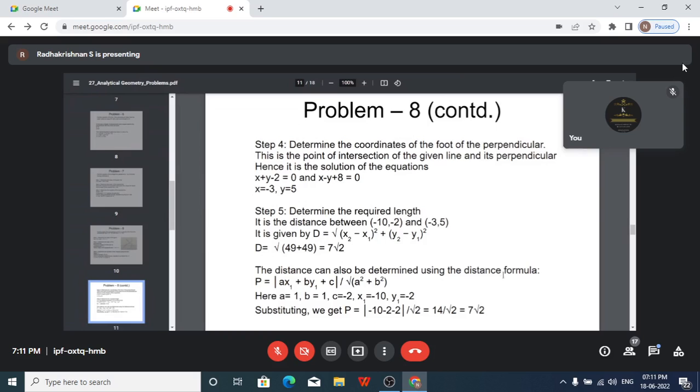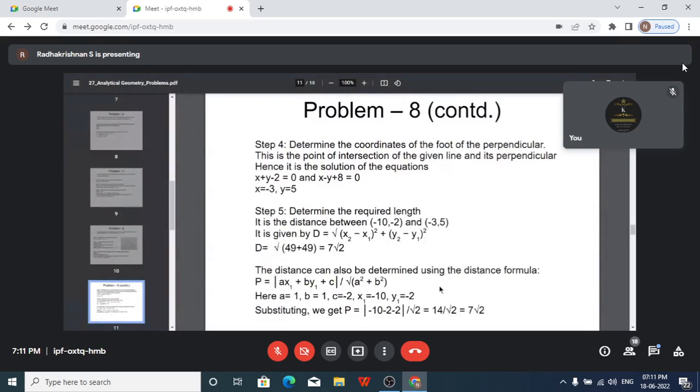But distance can also be determined by using the distance formula. We saw a formula like this. Given an equation of a line and a point, the distance of a point from a line is given by mod of (ax1 plus by1 plus c) divided by root of a square plus b square. We can use this formula too. You will get the same answer.